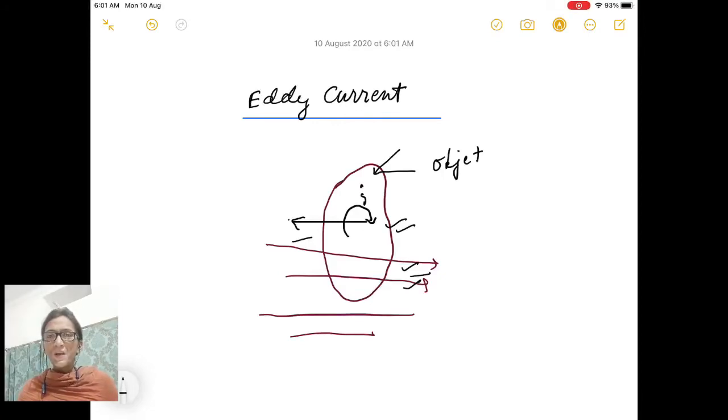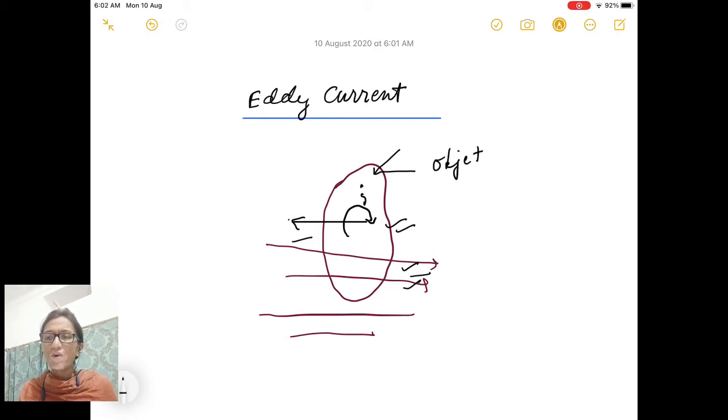Hi, today we will be learning eddy current. We know from before that when any coil, any conductor is kept in a changing magnetic field or changing flux, then an EMF is induced in the coil in a direction such that it opposes the change in magnetic flux. If flux is increasing, then the current induced will try to diminish the flux, and if flux is decreasing, the induced current will try to strengthen the decreasing flux.